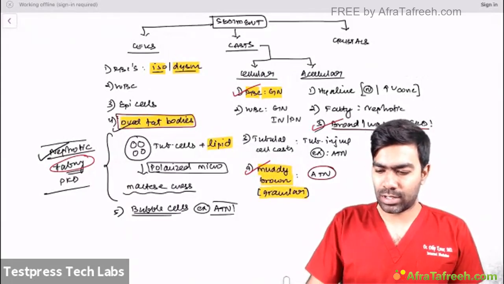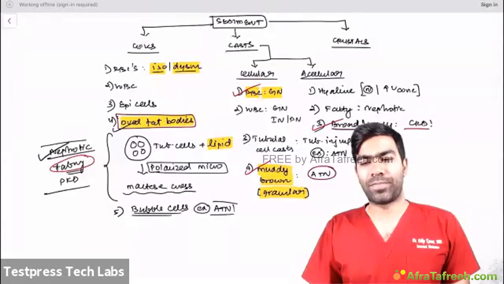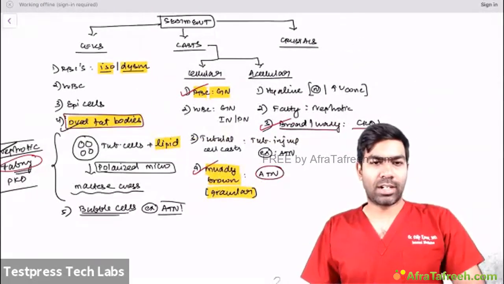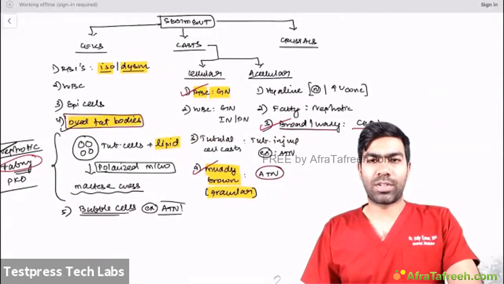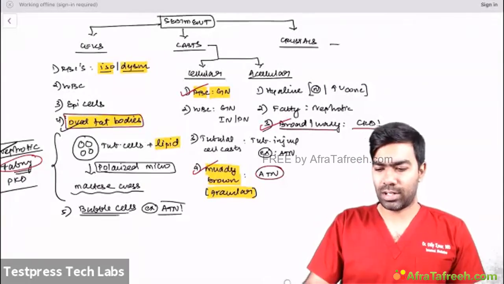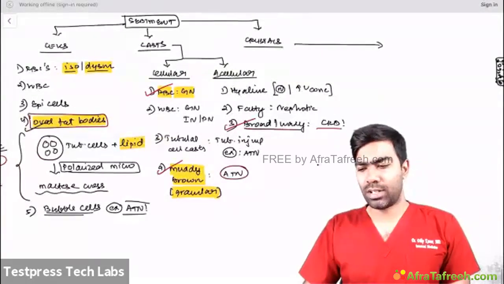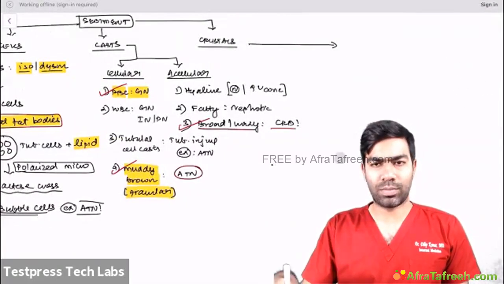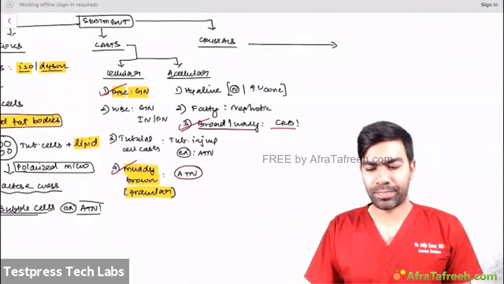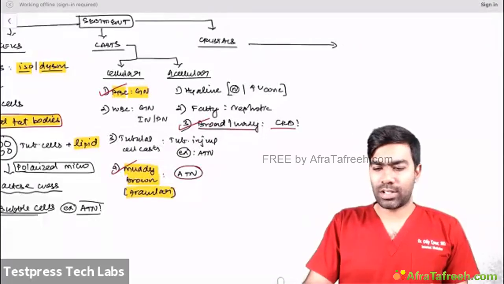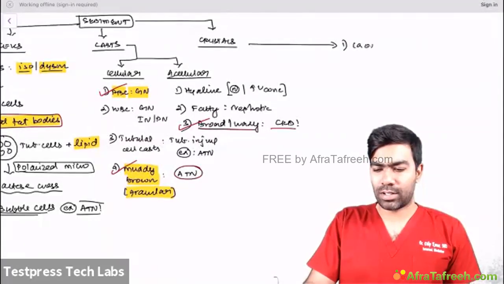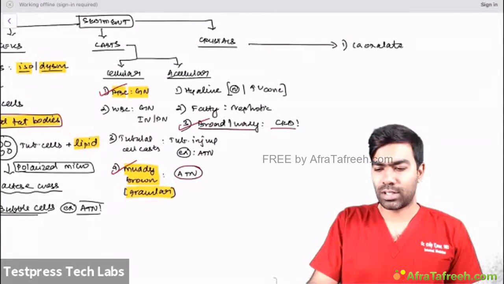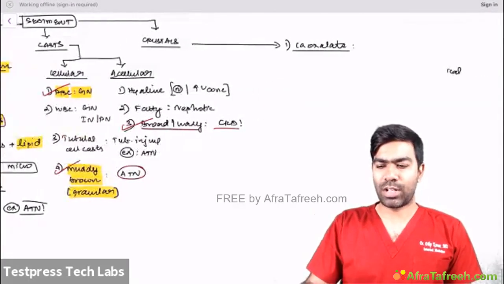So what about the crystals? As far as the crystals are concerned, we have many different types of crystals that can form, and that needs a separate discussion. I'll tell you a few important points with regards to crystals, and I'll show you some images also, because I have got a lot of images. The first one is calcium oxalate. So how will calcium oxalate crystals look?